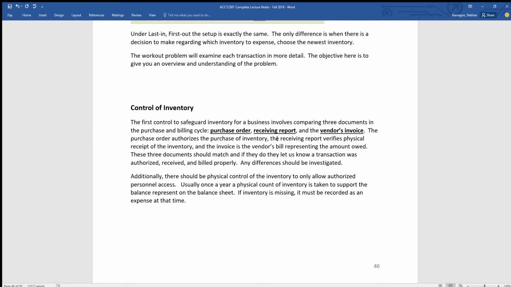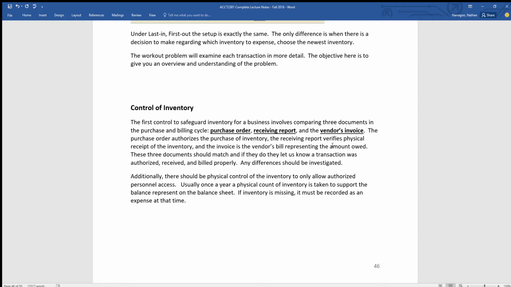This has a cost to it. The purchase order says how much it's going to cost. The next thing you get is the vendor's invoice. The vendor's invoice is going to represent the amount that's owed. This should be about how much we purchased, the same amount. It should also kind of be reported on the receiving report, because this is what came in.